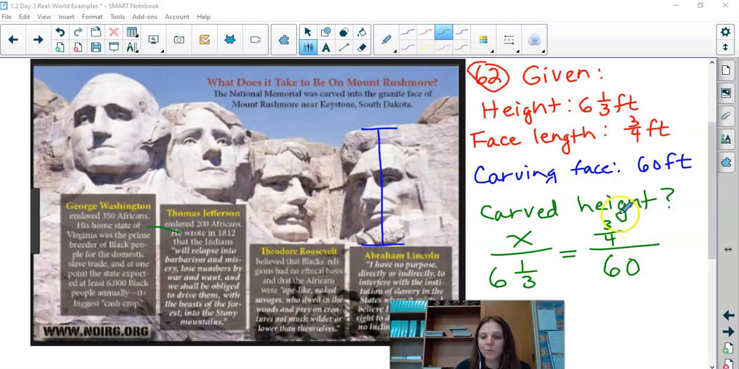So next, what I did was I put the length of his face at the top here. Okay, sorry, I had those two switched around for a second. I realized it as soon as I started saying it. So if this is the height that we're trying to figure out of what the entire carving would be, this is his height in real life. If this is the face of the carving and this is his face in real life, then what would the height of the carving be? So again, this is real life height. This is real life face length. This is carving height. This is carving face length. Let's cross multiply.